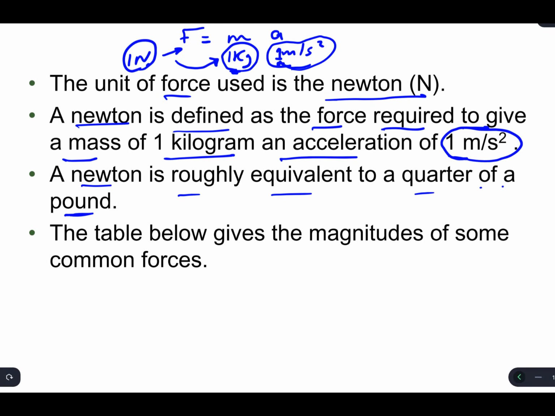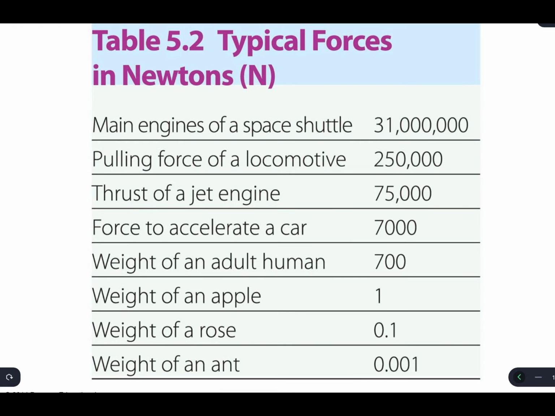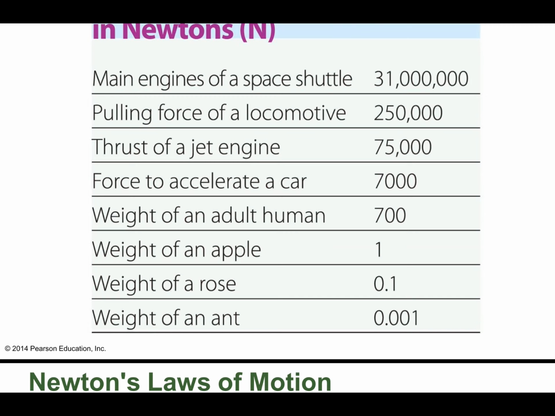A pound is a British unit of measuring force. The table below gives the magnitudes of some common forces. The main engine of a space shuttle, as you see, produces 31 million Newton. What is important, the force that accelerates a car, 7,000 Newton. The weight of an apple, 1 Newton. The weight of a rose, 0.1 Newton.